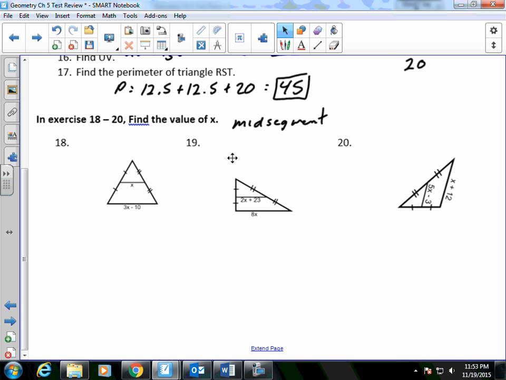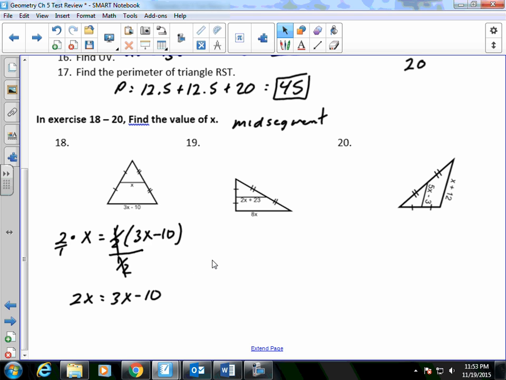So in this case, for number 18, x should be equal to half of 3x minus 10. So this x, or the length of this segment, is half of the length of this segment. So to get rid of the half, or to move it to the other side, we can divide by 1/2. And dividing by 1/2 is the same thing as multiplying by its reciprocal, which is 2/1 or just 2. So that gives us 2x equals 3x minus 10.